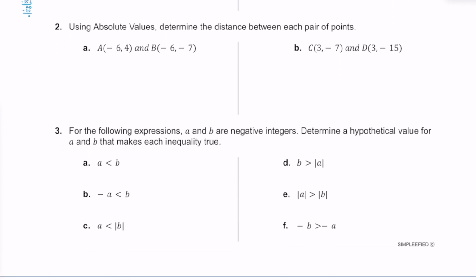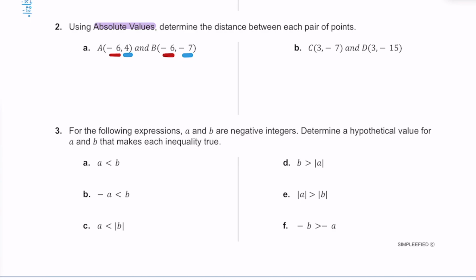All right, here's number 2. Looking at these pair of points, we're going to find the distance using absolute values. So let's make sure that we are using absolute values to kind of show that work and understanding here. So let's see, we have point A and point B. It looks like they're going to be in different quadrants. So notice here that we have this negative 6 and negative 6, so their x values match. That means these 2 points are vertical to each other. But if we take a look at this 4 and this negative 7, they're in different quadrants. So how do we show the distance between them if they are in different quadrants?